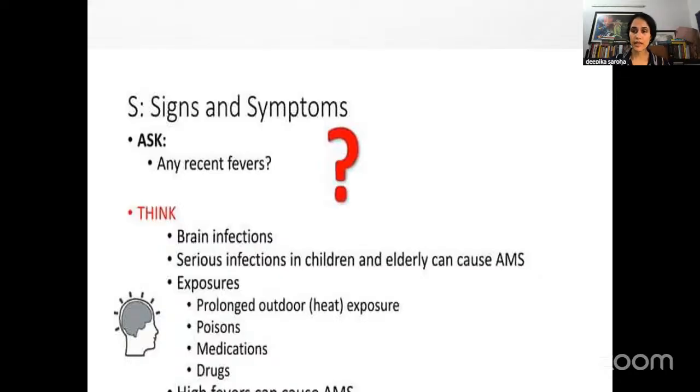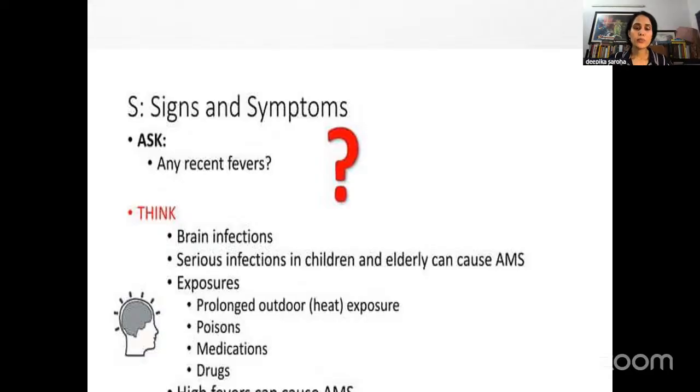Whether there is any history of fever, which will help you think about any brain infection in terms of bacterial, pyogenic, viral infections, tubercular meningitis, any inflammatory meningitis. Serious infections in children and elderly will definitely present with AMS.